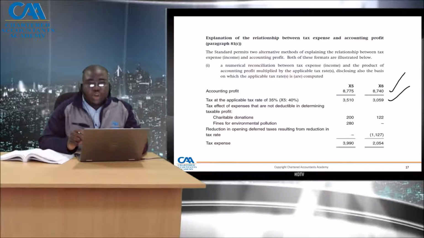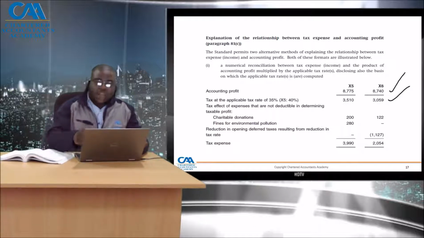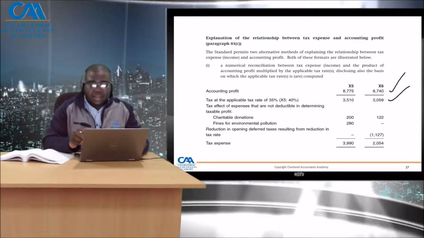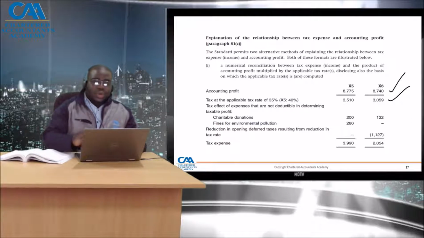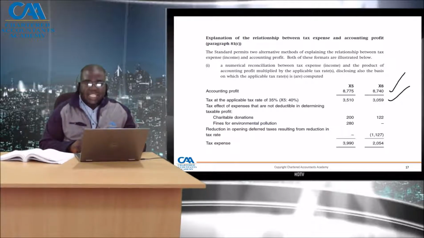It's because mostly of the permanent differences. There were charitable donations of 122 that was added back before we calculated. And also there's a reduction in opening deferred tax assets. In other words, there's a change in tax rates, deferred tax assets, which actually impacted on our tax expense. Those are reconciled so that we show our tax expense.